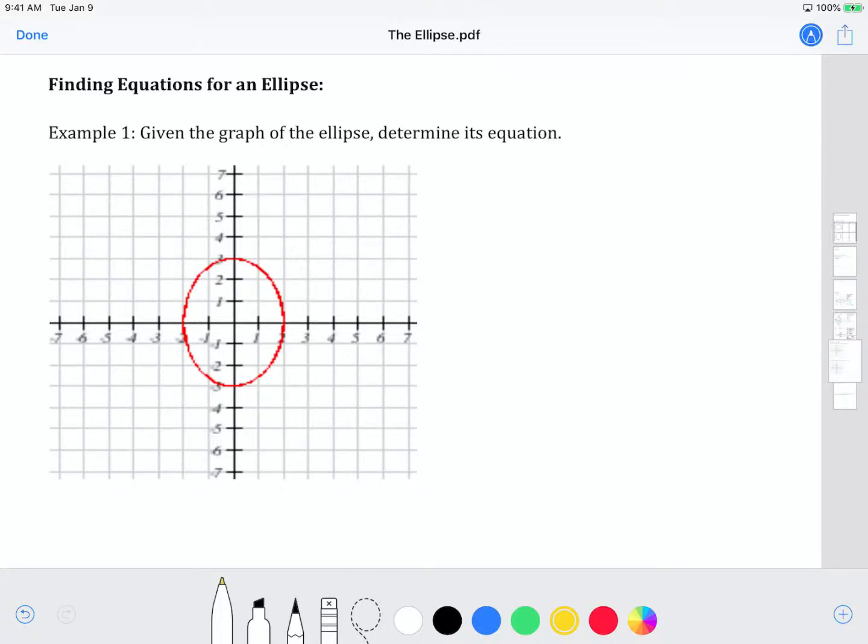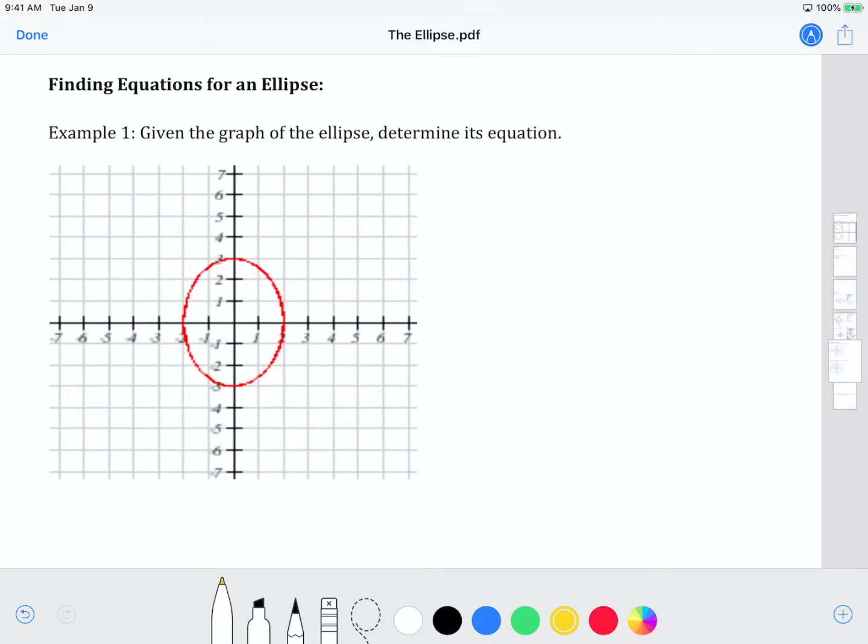In the next couple of examples, we're going to pick out the information that we need from the graph and come up with our equation of the ellipse in standard form. So far, we've been doing it the other direction, where we're given the equation and we find the important information and we graph it. Now we're given the graph, we're picking out the important information and we're forming our equation for the ellipse.